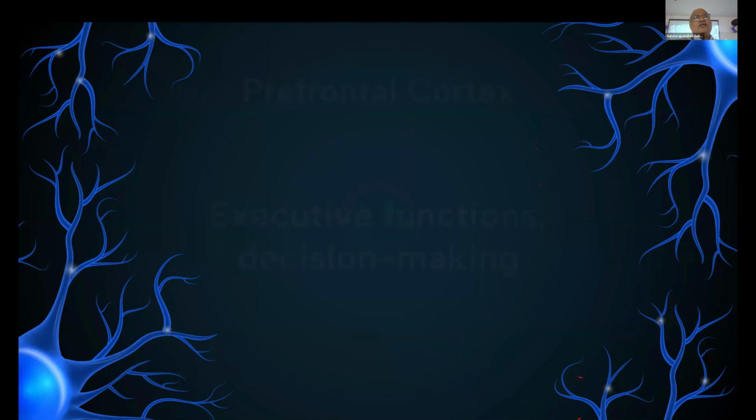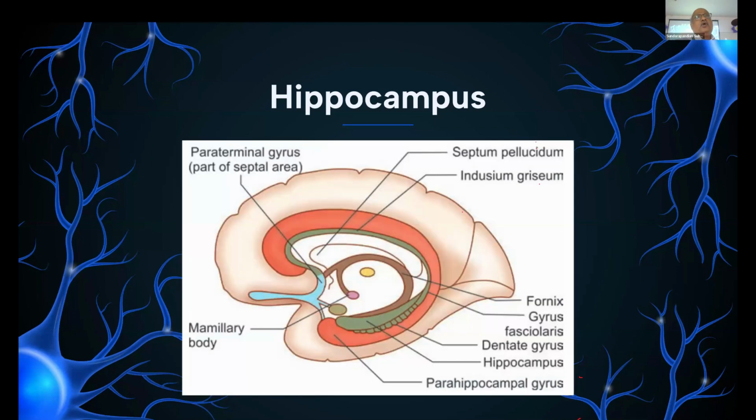Next, hippocampus. You have to see where it is. I will show the picture. This is the medial aspect of the sagittal section of your brain, where of course this is your frontal lobe, parietal lobe, occipital lobe, and temporal lobe. This is the temporal lobe.